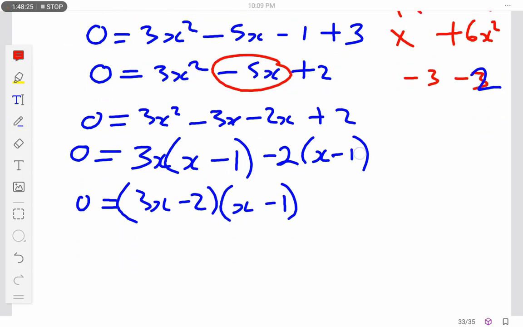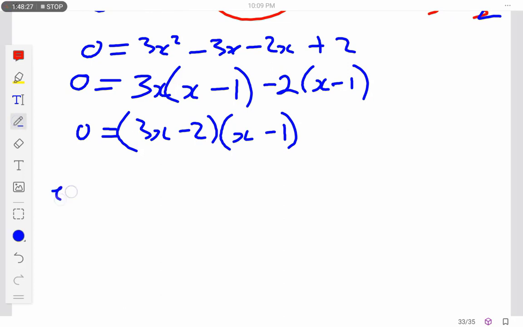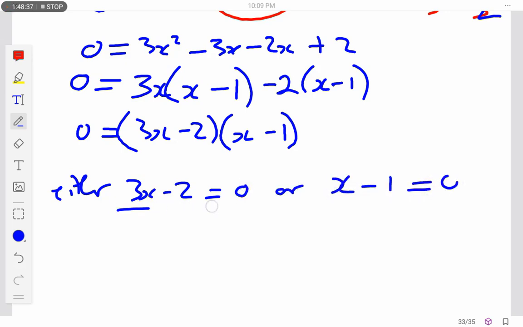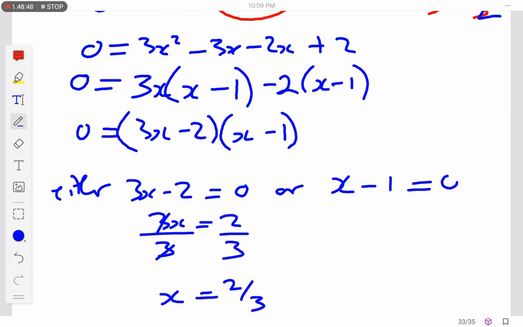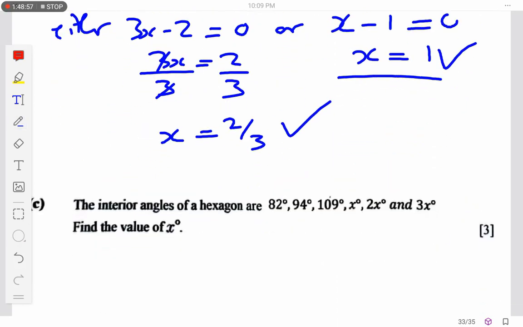So we can say either 3x minus 2 is equal to 0 or x minus 1 is equal to 0. So for this part, it means I'm going to say 3x is equal to 2. Then I divide by 3 both sides. They cancel off each other. X is equal to 2 over 3. Or here, x is going to be equal to 1 like that. So these are the two answers that we have. Okay, let's move on to the next question.